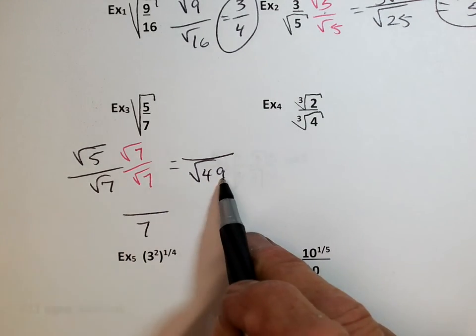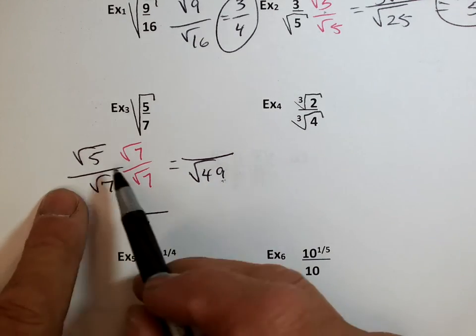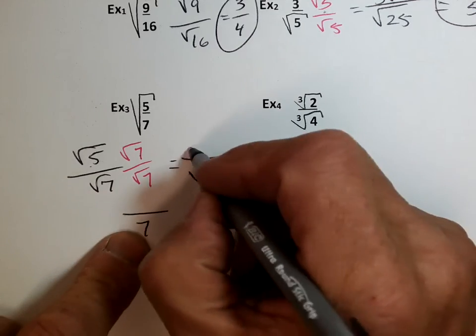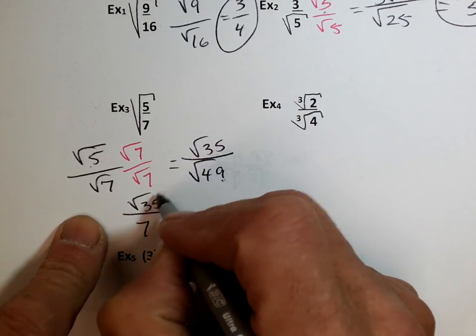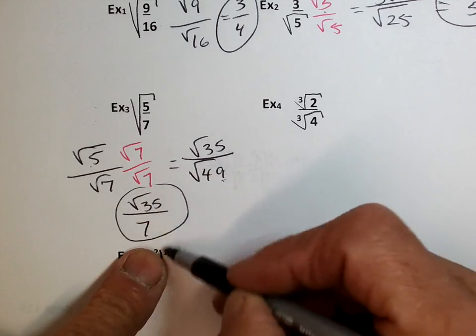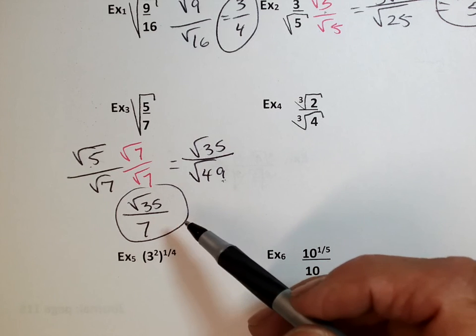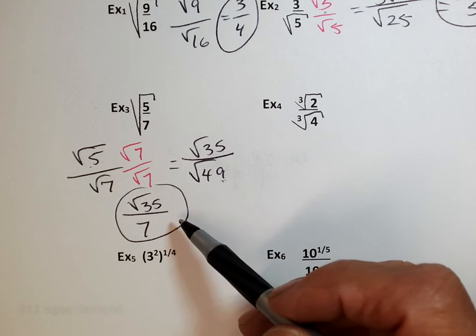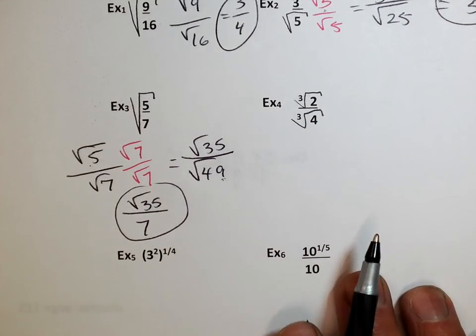So I wind up with a square root of 49, and the square root of 49 is a 7, okay? 7 times 7, square root of 49. Square root of 49 is a 7. So I've cleared the denominator. The numerator is just going to be a square root of 35, okay? And again, don't divide those, because that's not really 35. That's like a 5.9 blah, blah, blah, blah, blah, okay? Everybody got that?